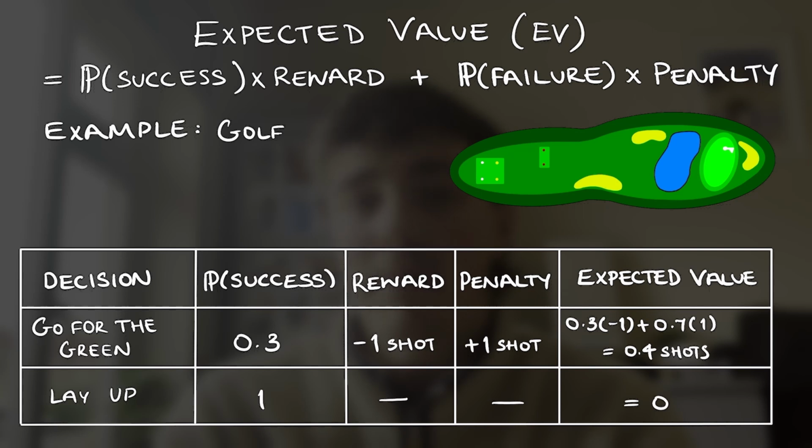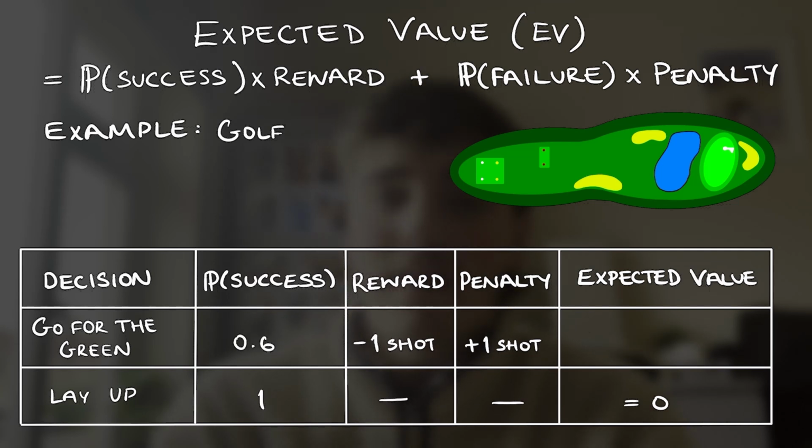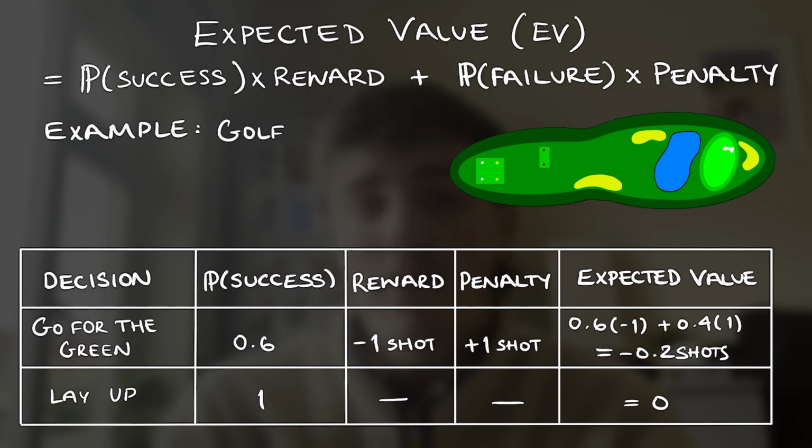If we were to fill out this second row, we can show that the expected value is 0, as we might expect. However, let's now consider if we're much better at golf, and therefore we have the probability of success as an estimated 0.6. Filling out the row in a similar fashion, we have the expected value of 0.6 times -1 plus 0.4 times 1, which we can show is -0.2 shots, and therefore the more optimal strategy in this situation.